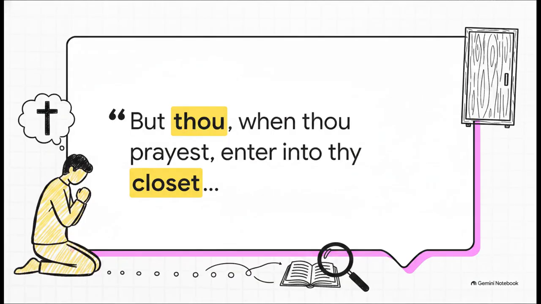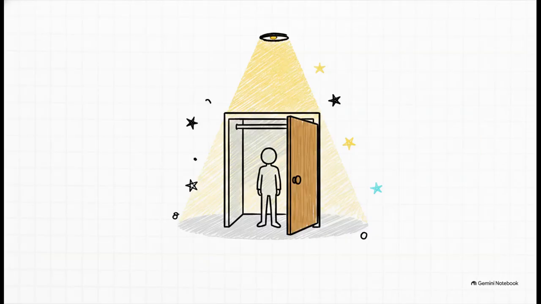Let's look at an example. In Matthew 6:6, Jesus gives instructions on private spiritual disciplines. Notice the exact word choice here. "But thou, when thou prayest, enter into thy closet." Because it uses the singular thou, the KJV is locking this command strictly to you alone. In daily practice, this is a laser-focused, direct command to your individual soul.